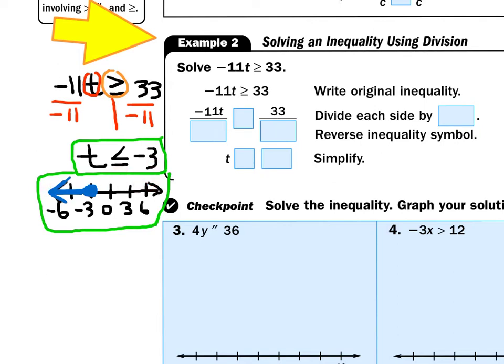So draw your number line, put 5 tick marks, put 0 in the middle, count by threes, positive 3, positive 6 to the right of 0, negative 3, negative 6 to the left of 0. Since t could be equal to negative 3, we put a solid closed dot on negative 3, and then we shade everything to the left, everything smaller.